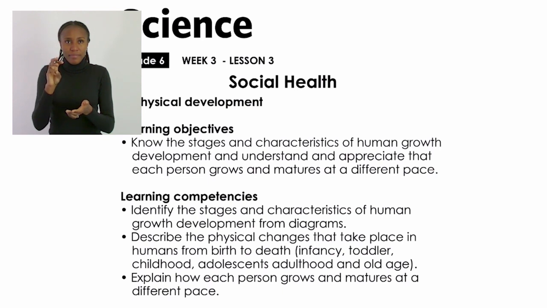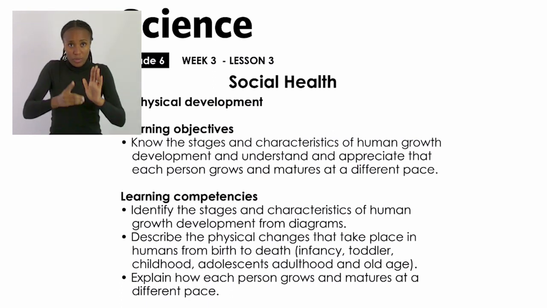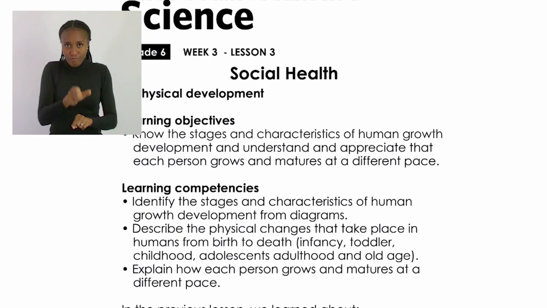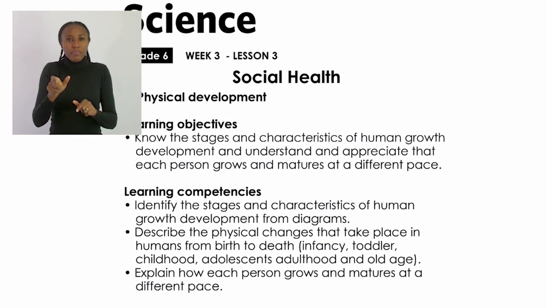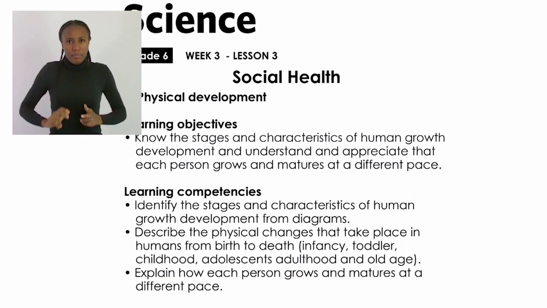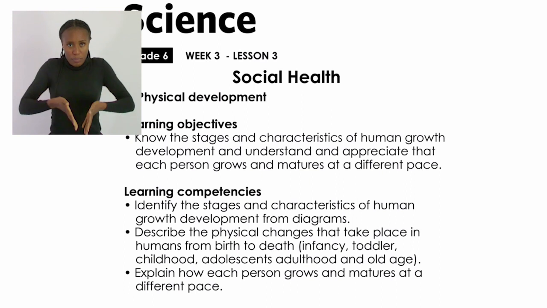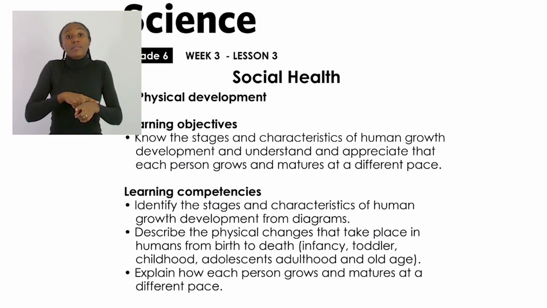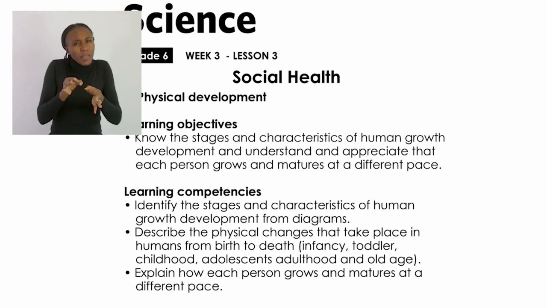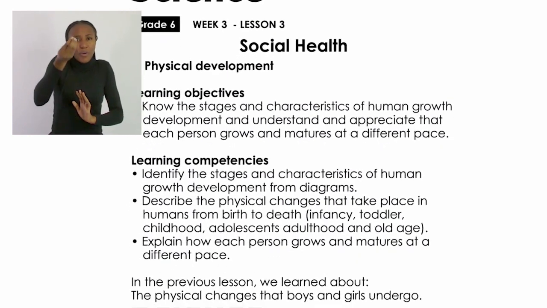Learning competencies. This is what you have to know at the end of this lesson. We should be able to identify the stages and characteristics of human growth and development from the diagrams. It means we'll be provided with the diagrams and we'll be able to tell which stage is that. Second competency, we'll be able to describe the physical changes that take place in humans from birth to death. It means what happened to us as human beings during our lives. The third competency, we'll be able also to explain how each person grows and matures at a different pace.